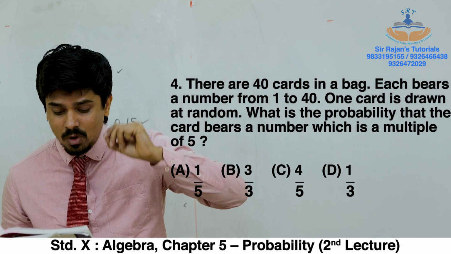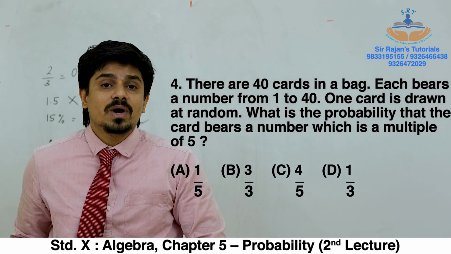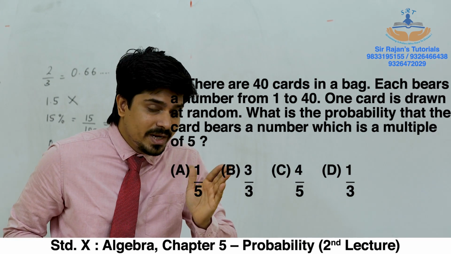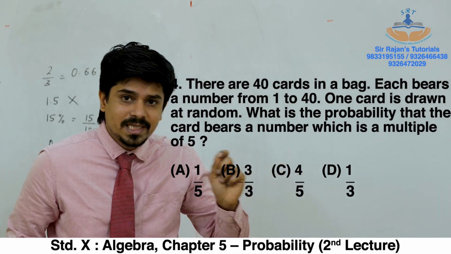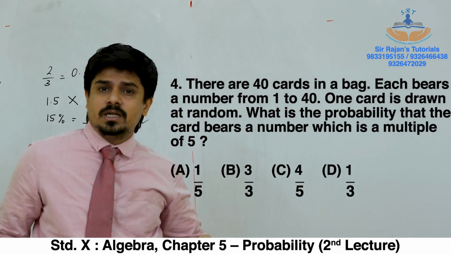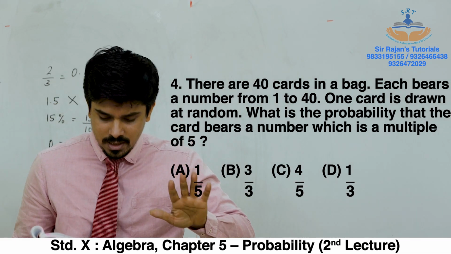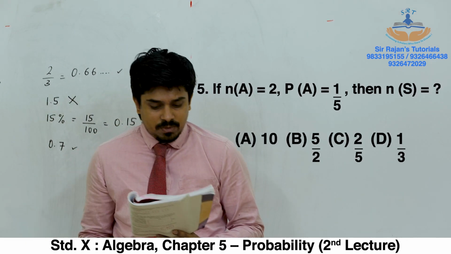Favorable outcome. They want a multiple of 5. तो 1 to 40 के बीच में कितने multiples of 5 है? 5, 10, 15, 20, 25, 30, 35, 40. Like that, there are 8 possibilities. So your probability will be 8 upon 40. In reduced form, 1 upon 5. Clear? Okay.